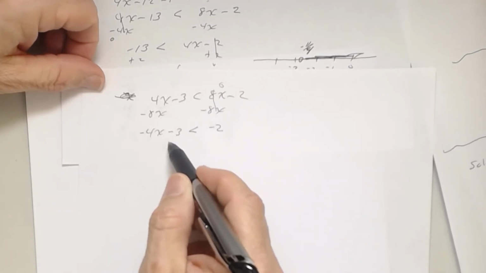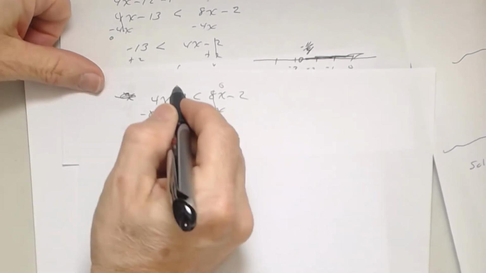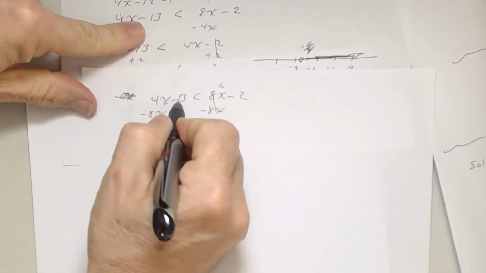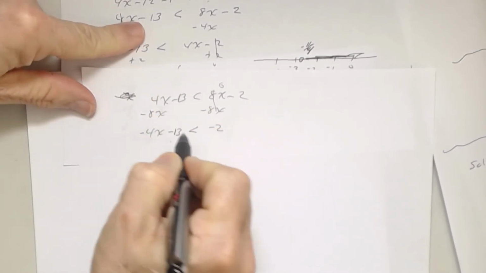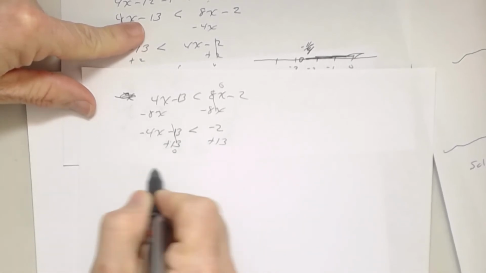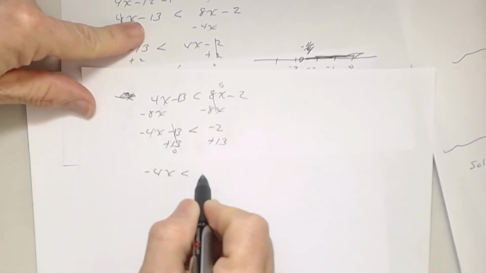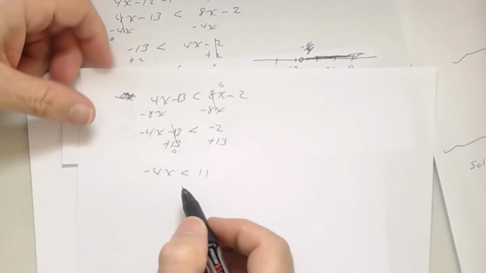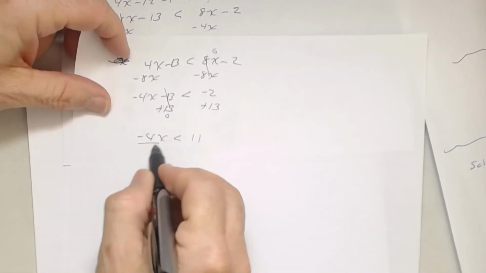Add 3 to both sides. Oh, that's supposed to be 13 in it. I'm sorry, 13 right here. Add 13 to both sides. Yeah, add 13 to both sides. Combine like terms. Negative 4x is less than 11. What's the next step? Divide both sides by negative 4.